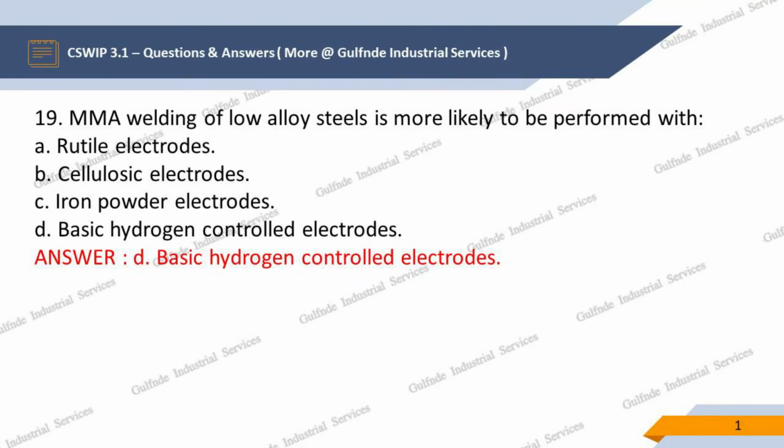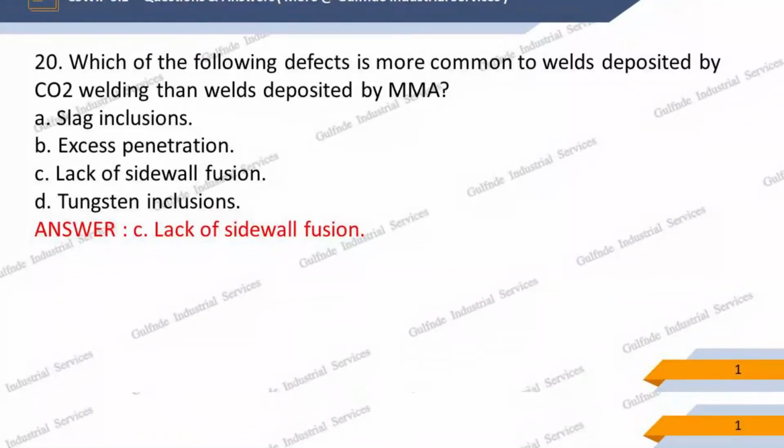Question 19. MMA welding of low alloy steels is more likely to be performed with, options are: A. Rutile electrodes, B. Cellulosic electrodes, C. Iron powder electrodes, D. Basic hydrogen controlled electrodes. Our answer is D. Basic hydrogen controlled electrodes.